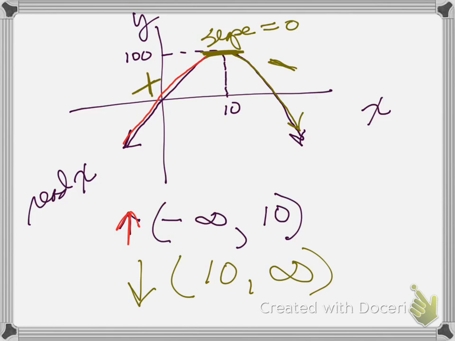Okay, so if you were to draw a tangent line to any of those positions, your tangent line would have a positive slope here, a 0 slope here, and a negative slope here. And that indicates where your function is increasing, neither increasing nor decreasing, and then decreasing respectively.